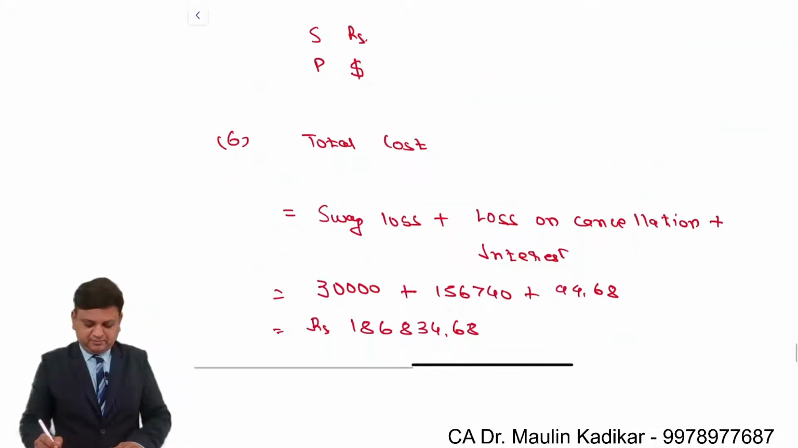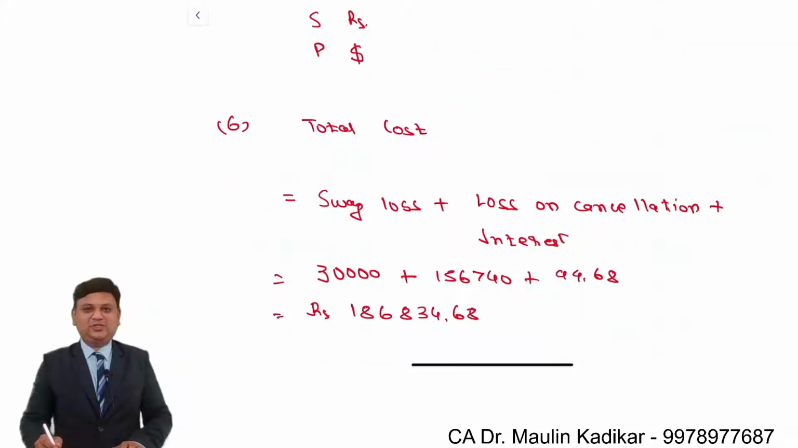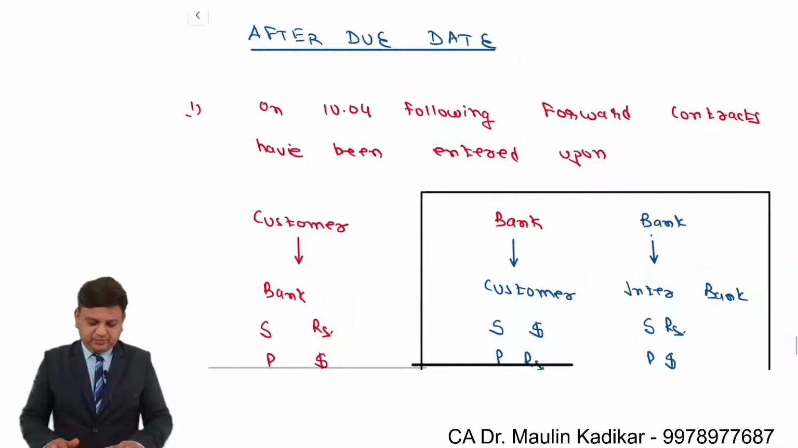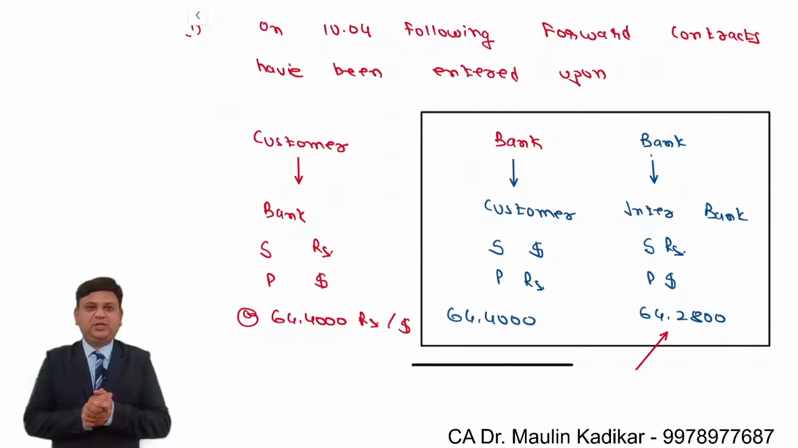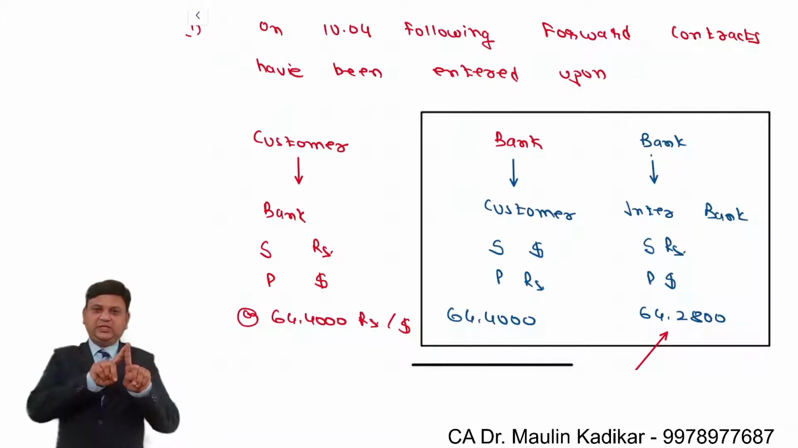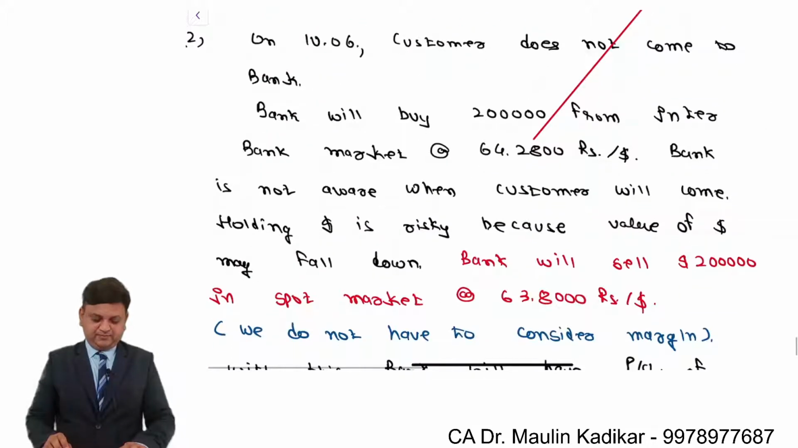1,86,834.68. This is the way the total cost is found. A small summary of the working. We understand it's over here on 10th of April, customer is entering into one contract, bank is entering into two contracts, one is with the customer and another is in the interbank market.